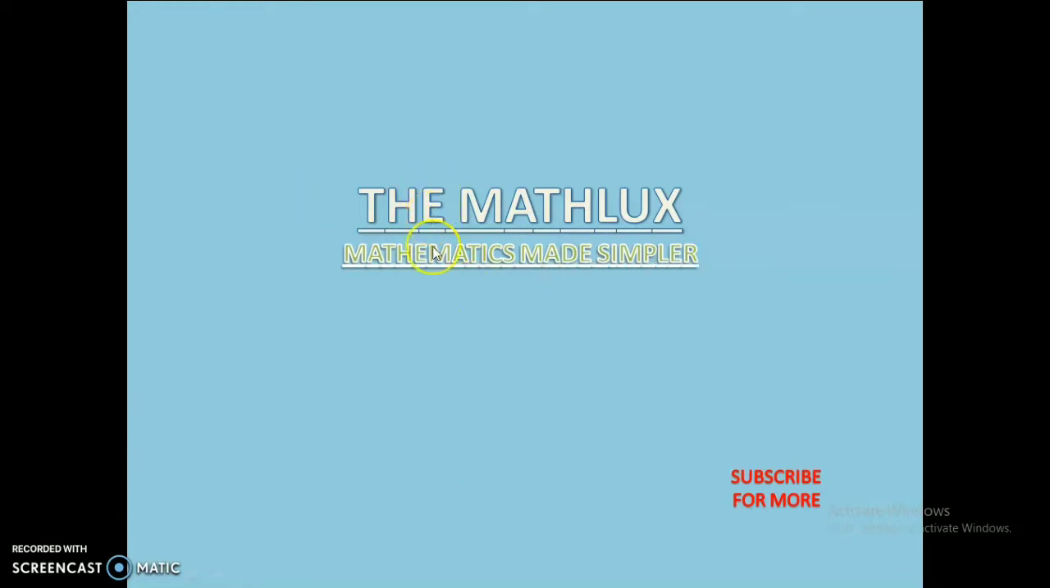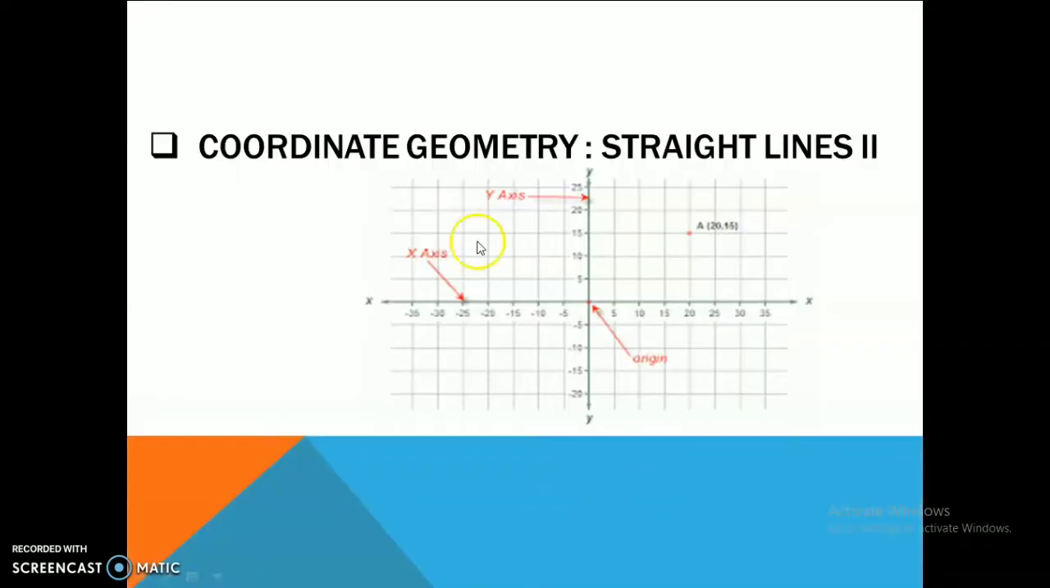And in this video, we'll be looking at coordinate geometry, that is straight lines 2. We've already looked at straight lines 1 in the first video, so you can also check that one out. The link will be in the description. So let's look at this.